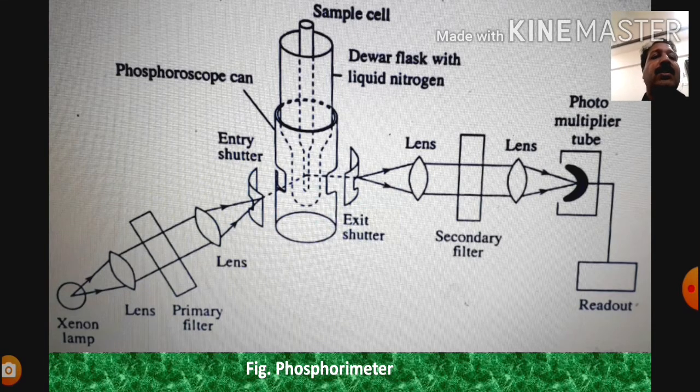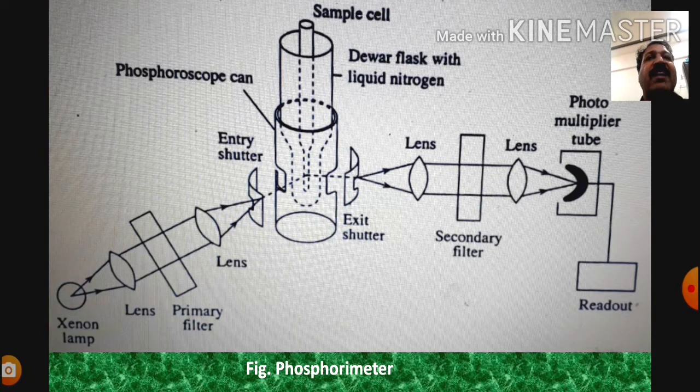The figure shows a phosphorimeter, which is the instrument used to measure phosphorescence. This phosphoroscope consists of a hollow cylinder or a can having two slits in the circumference which are equally spaced. Then a pair of rotating shutters with openings is driven by a motor. The shutters are so arranged that the opening of one is in line with the uncut portion of the other. Phosphorimeters are similar in working to fluorimeters in many respects.